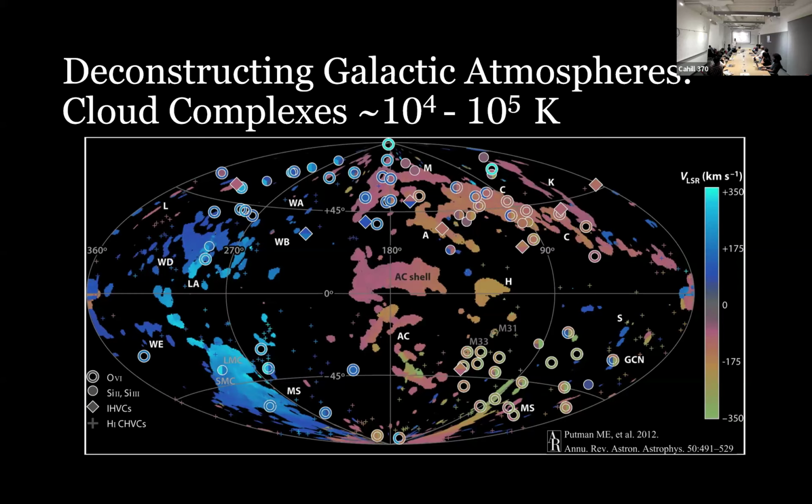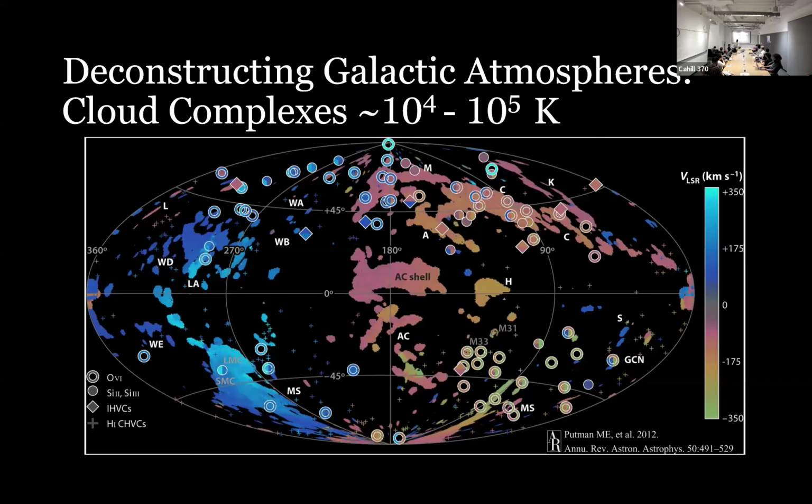And these cold clouds can have multiple different origins. For example, you can have them stripped off satellite galaxies, like what seems to be the case in the southern hemisphere, around the large and small Magellanic Clouds. You can also have direct accretion from the IGM, this sort of cold-mode accretion of pristine material from the surrounding cosmic environment. And you can even imagine precipitation of cold clouds that perhaps existed in this volume filling hot phase that was able to cool and rain down from the CGM onto the galaxy, fueling ongoing star formation in the system.